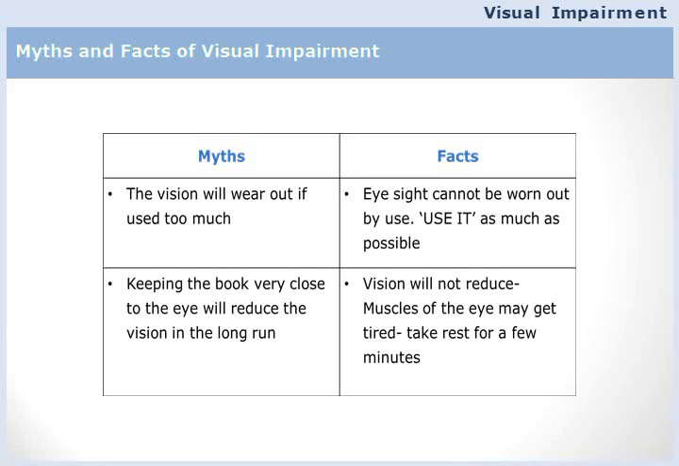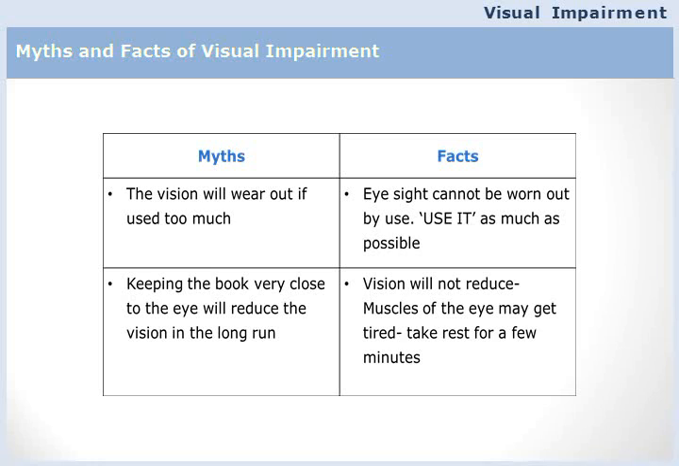It's interesting to note how many myths are associated with visual impairment. For example, people believe that if a person is low vision, he should not use his vision at all. On the contrary, a person who has limited vision, what we call the residual vision, should be encouraged to use it as much as possible.